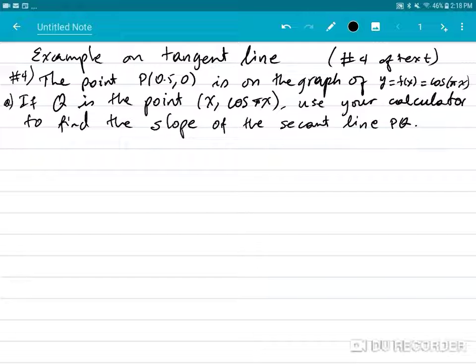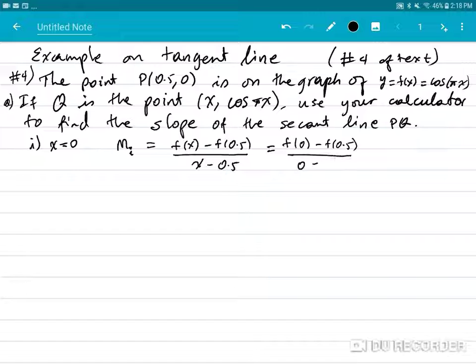So if Q is the point (x, cosine of pi x), it says use your calculator to find the slope of the secant line PQ for different values of x. The first x value is 0. So what we're going to calculate is, I'll call it M1, f of x minus f of 0.5 over x minus 0.5. In other words, f of 0, that's the x value, minus f of 0.5 over 0 minus 0.5.